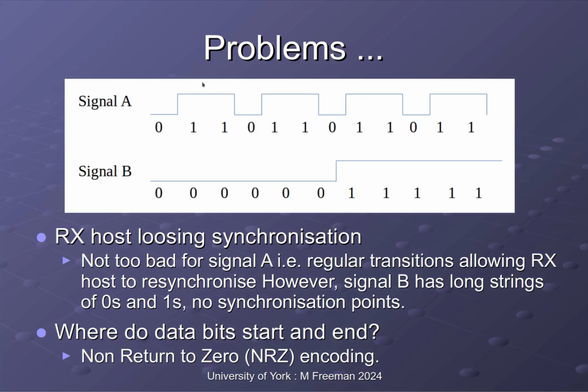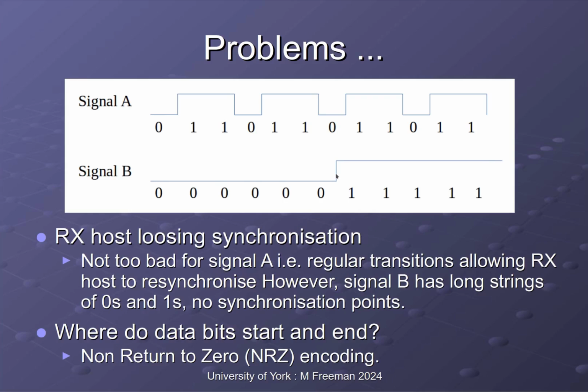So if you look at this example here, signal A, we know that on every transition here there will be a change in the transmitting unit's clock, because that triggered the change in the data. So on each edge, we can resynchronize the receiving machine's clock so it keeps in step with the transmitting machine. However, you don't always get a nice changing waveform. Sometimes you have big long bursts of zeros or big long bursts of 1s. So in this example here, there's only one synchronization point.